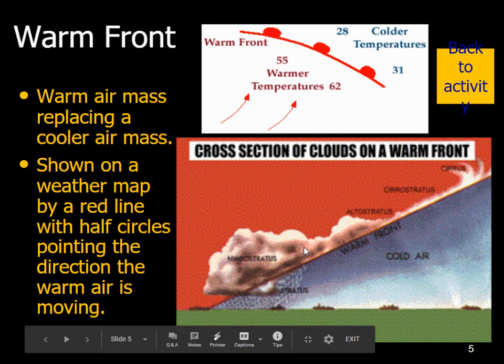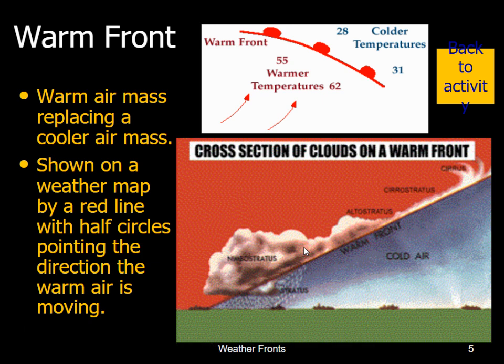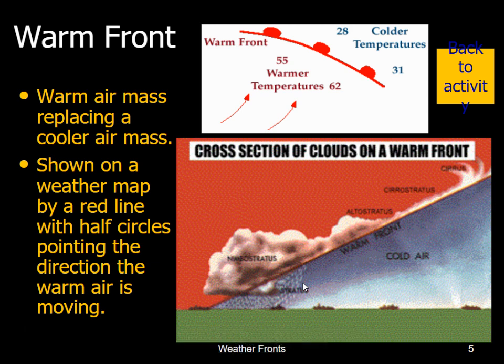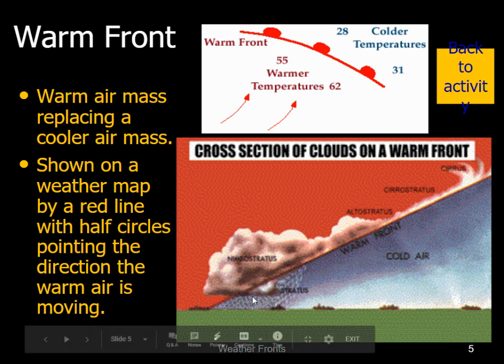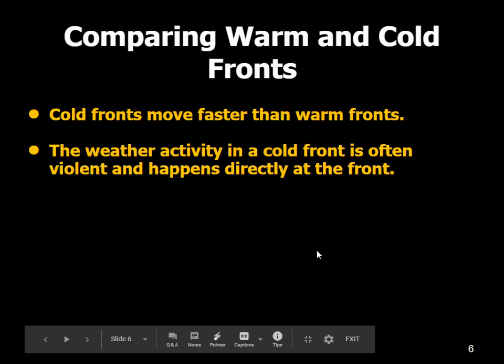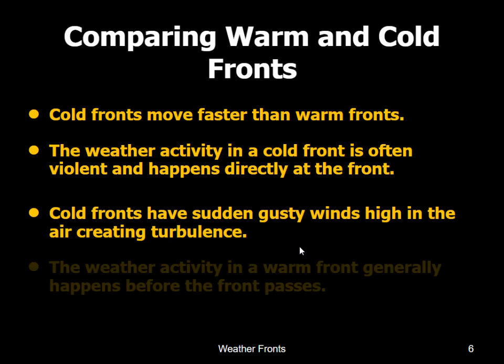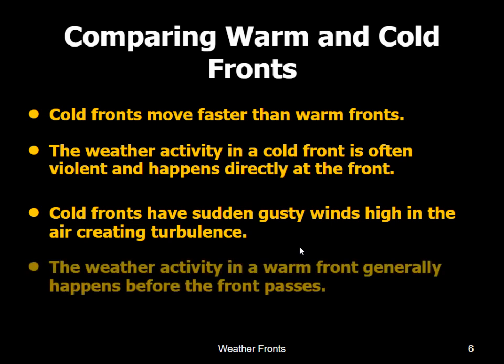Now, when a warm front replaces a cold front, you could see something like, in the winter, a snowstorm as the fronts move through. A warm front is shown by red half circles and replaces cold air. A lot of the time, you're going to see cold fronts moving faster. Weather activity on a cold front is often violent, so you'll see a lot stronger storms. This is where your thunderstorms, tornadoes, and blizzards happen.